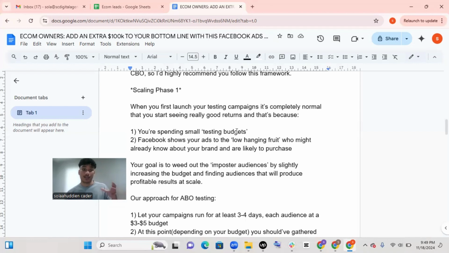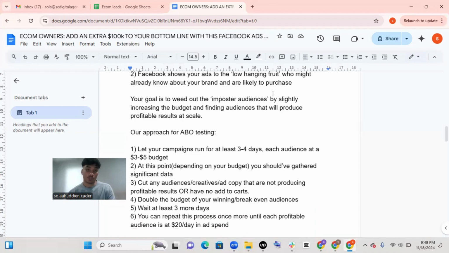Another thing that will happen in the beginning is that Facebook is going to show your ads to low-hanging fruit, or customers who already know about your brand and who are likely to purchase. So you want to keep this in mind, but your goal is to weed out all of the imposter audiences and scale the profitable audiences, and that way find audiences that will produce results at scale.